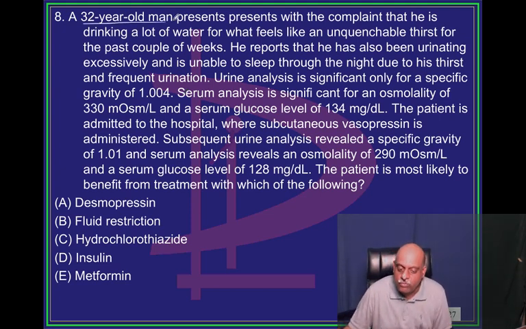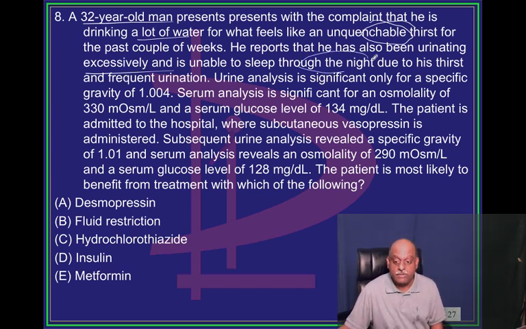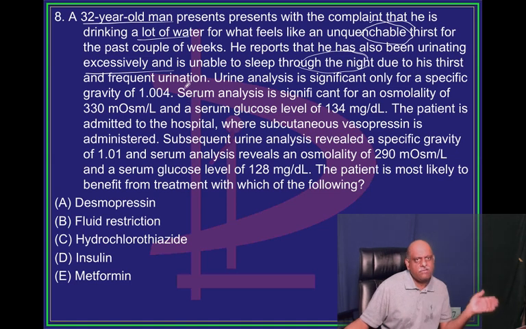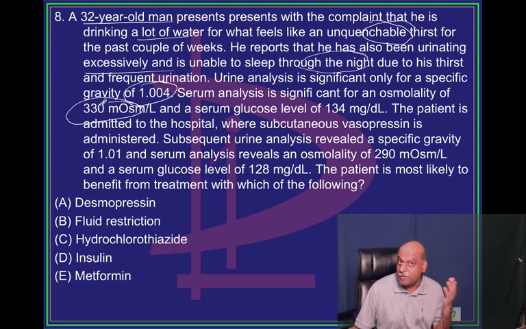A 32-year-old man drinking a lot of water, polydipsia, unquenchable thirst. He is also urinating excessively, polyuria, unable to sleep during the night because of the frequent urination, continuous thirst. Urine analysis is showing a low urinary specific gravity. Serum analysis is showing hyperosmolarity.